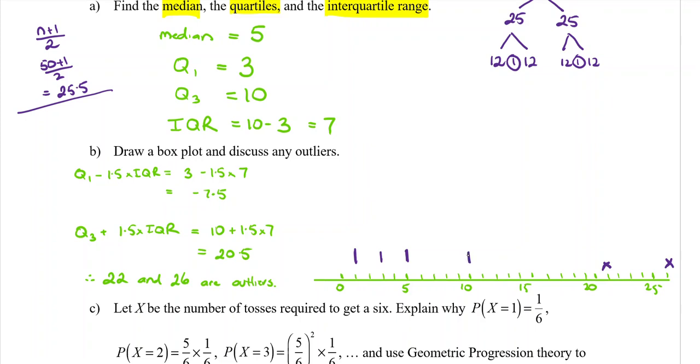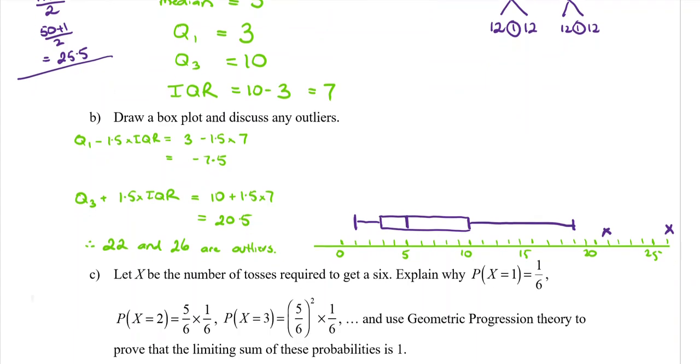Normally we would have the highest score after that, but those were outliers. So what was my highest score that was not an outlier? 18. So that will be my last line up here. We do a box joining the 3 middle lines, and then a little line coming out to the lowest and the highest value that was not an outlier. And we have our crosses for the 2 outliers. All right, there is our box plot.